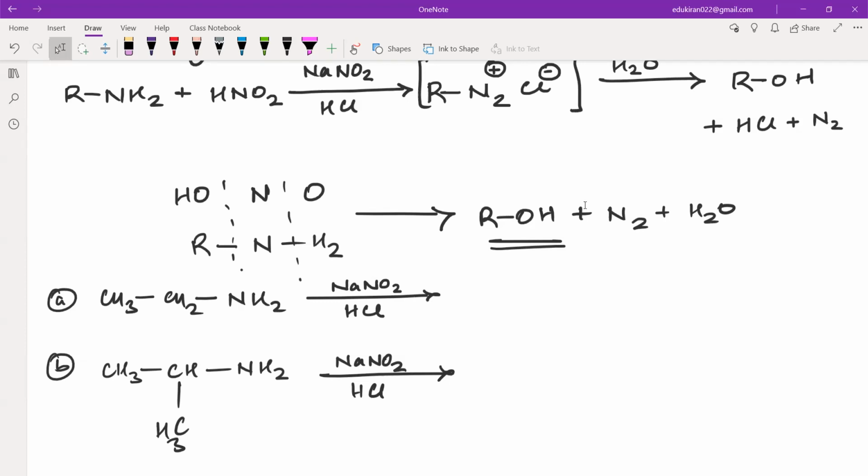Basil, can you write the products now for this reaction? Let me give you the first one. What you are going to do is remove the NH2, and instead of NH2 you will be writing OH: CH3CH2OH. That's it. Nothing is going to change in the R group.